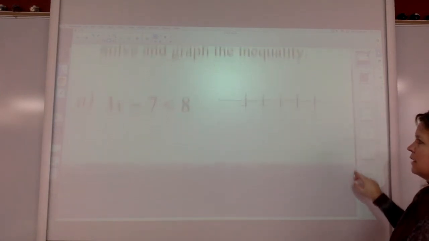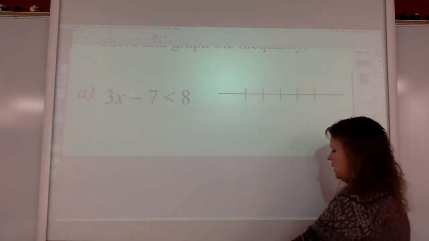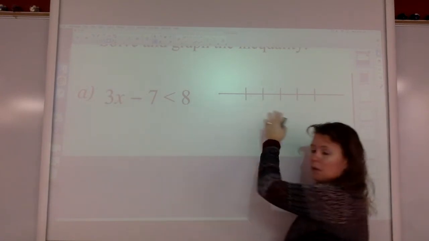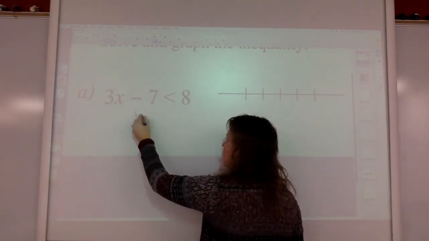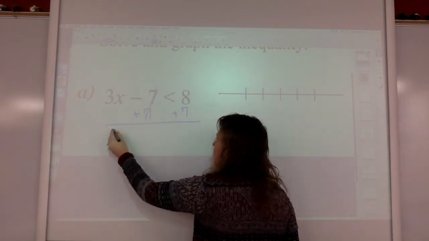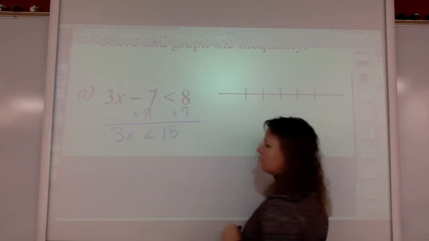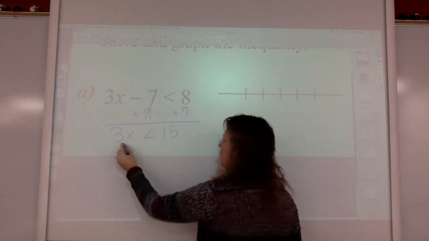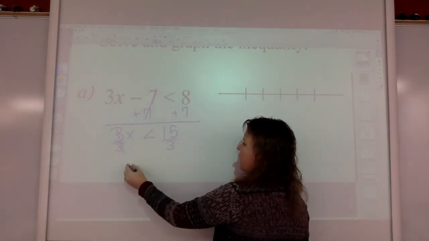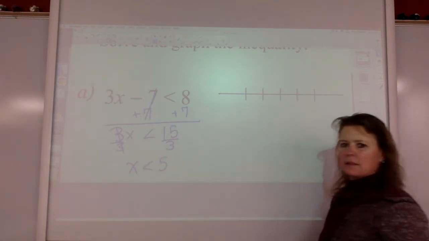If you have 3x minus 7 is less than 8, the idea is to get the variable isolated, get it by itself. We always want the variable on the left side so that we can match up our graph. We're going to add 7 to both sides. All adding and subtracting comes first. Whatever you do to one side, you must do to the other. You have 3x is less than 15. Still working to get our x by itself, so you divide by 3 and divide by 3. You're dividing by a positive number, so everything just stays the same. X is less than 5.